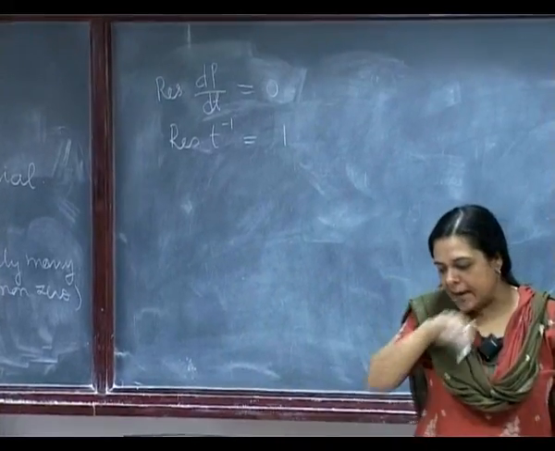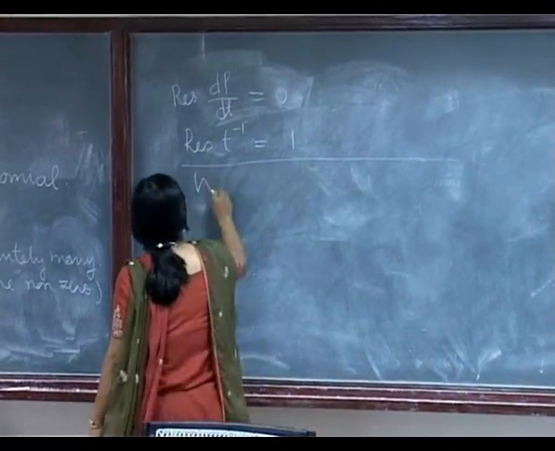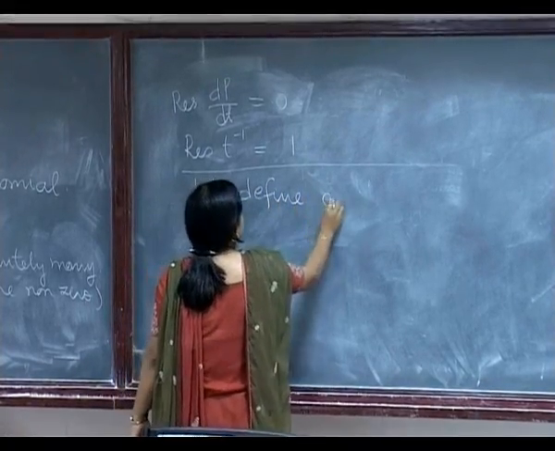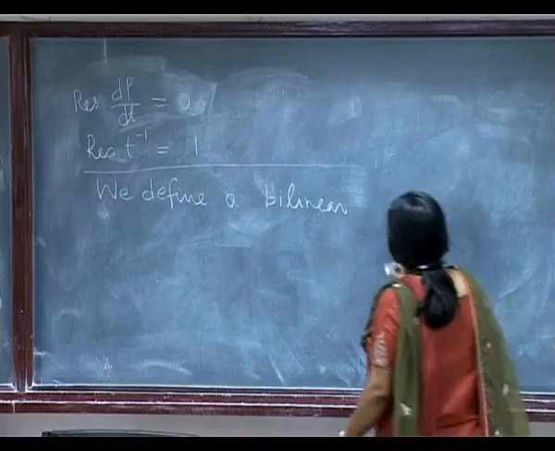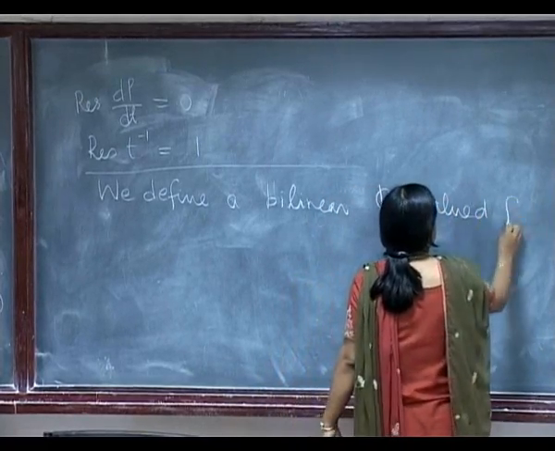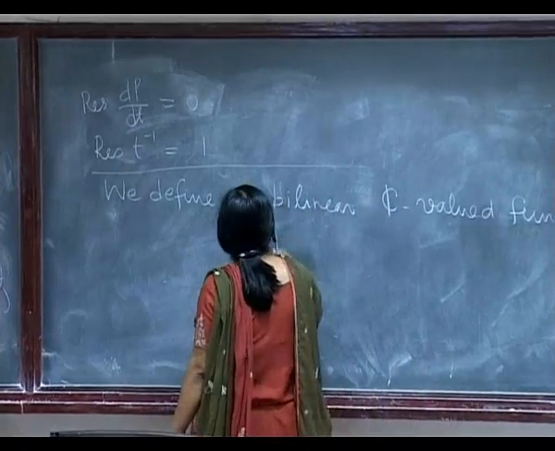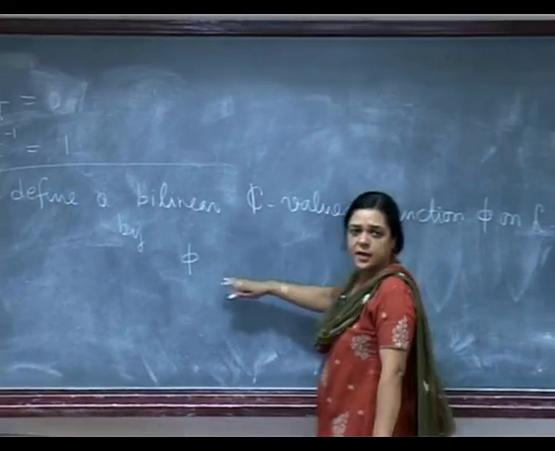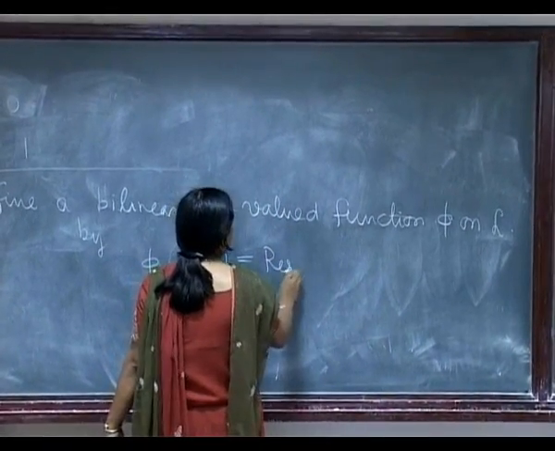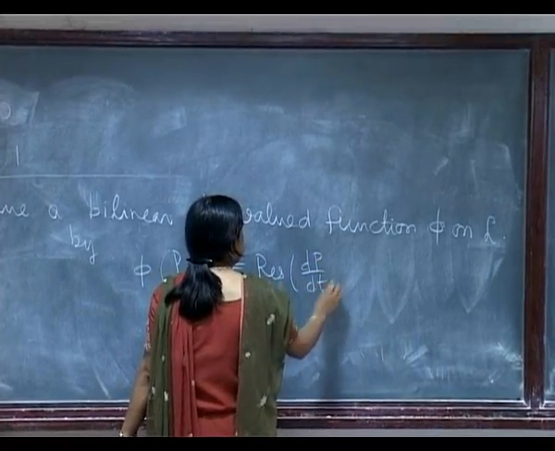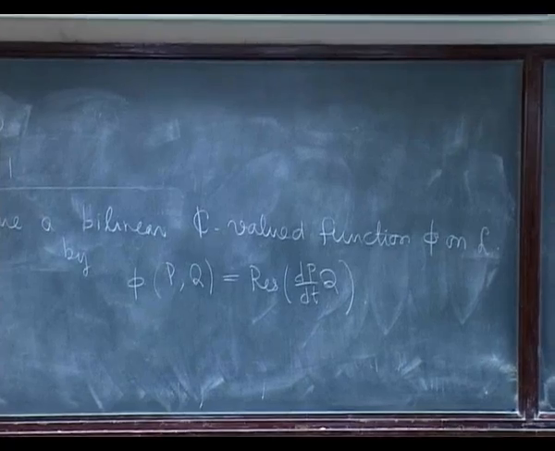All right. Now before defining a loop algebra, we define a bilinear complex valued function phi on L. We take two Laurent polynomials P and Q and define phi of P, Q as the residue of dP upon dt times Q. So, this is a bilinear complex valued function on L.